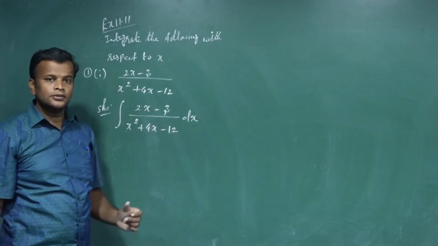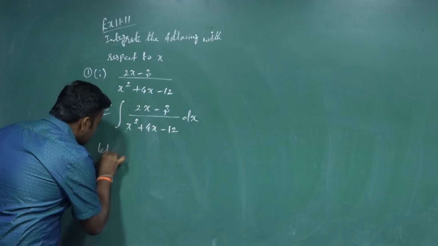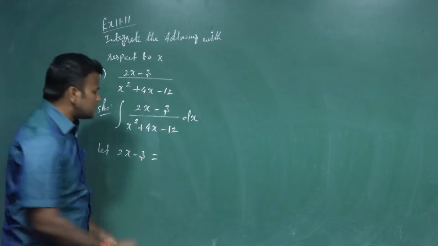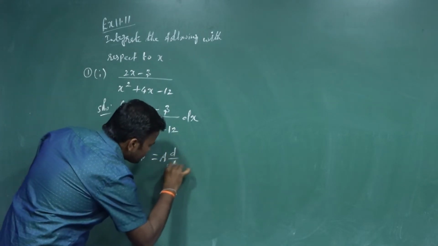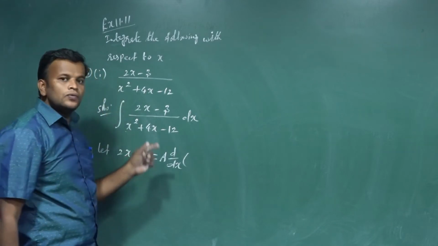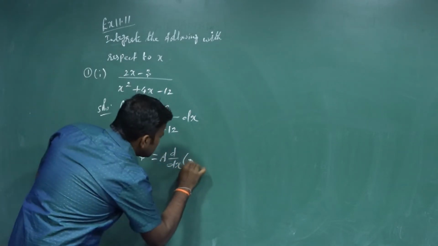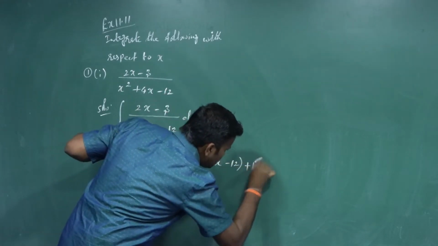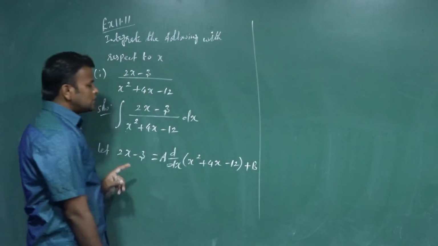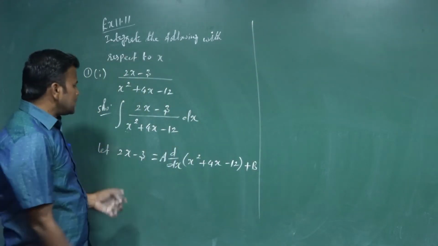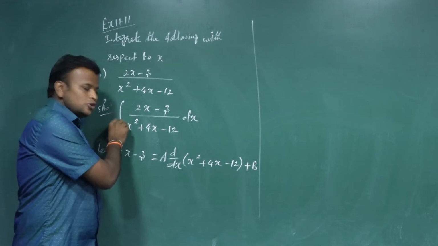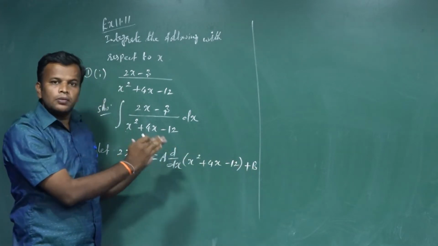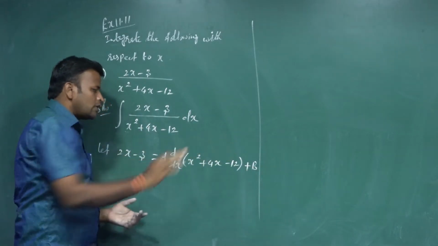What is the working rule? We write the working rule. First step, we write the numerator: 2x minus 3 is equal to a into d by dx of the denominator. What is the denominator? x square plus 4x minus 12, plus b. What is the reason to use this working rule? Directly there is no formula for this integration. Suppose we use this concept, there will be two terms, and also one formula shape will come. So that's why we use this concept.